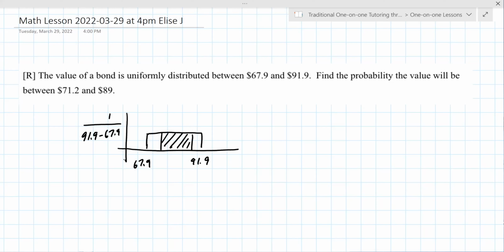Okay. So the height is 1 over 91.9 minus 67.9, and you multiply that by the width of this rectangle, which is 89 minus 71.2. Essentially you're finding the area of this inner one there. I'm going to grab my calculator. I would suggest you also do the calculations just in case there are any discrepancies, so we can avoid any unnecessary errors.